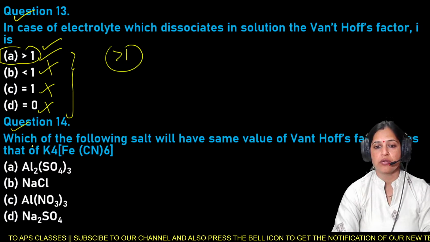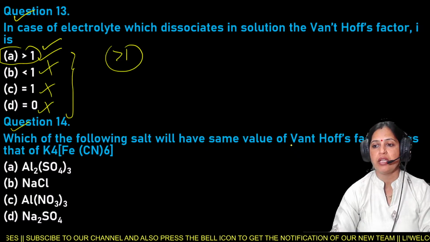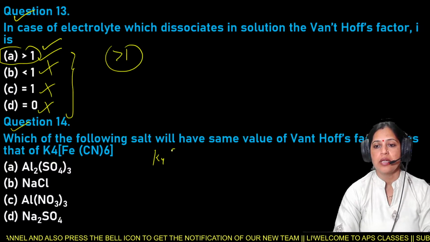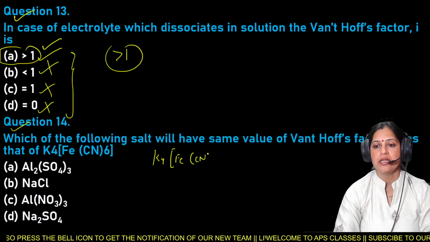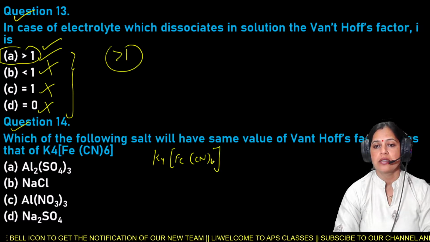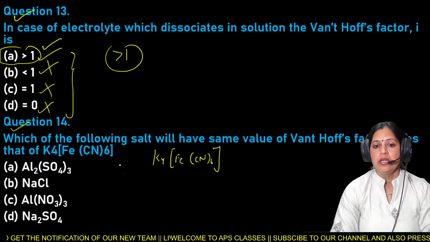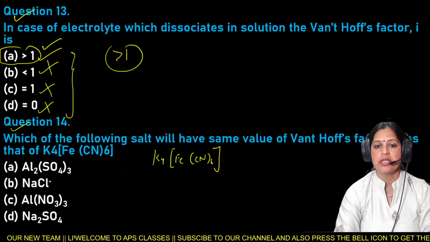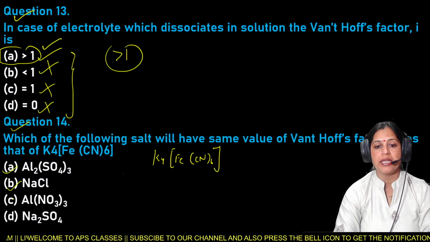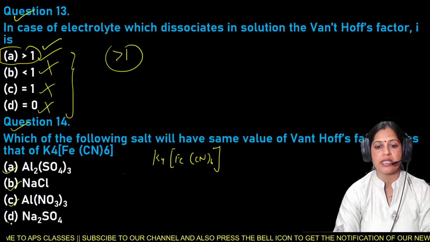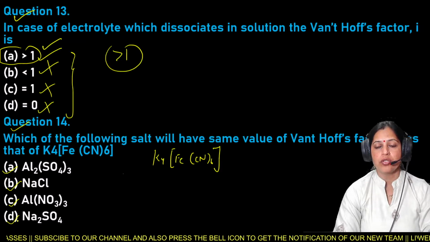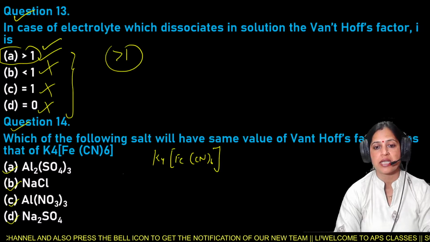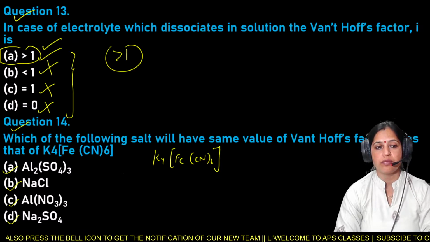Next is your question number 14. Which of the following salts will have the same value of van't Hoff factor as that of K4[Fe(CN)6]? Options are A, Al2(SO4)3; B, NaCN; C, Al(NO3)2; and D, Na2SO4. There are 4 options for question number 14.